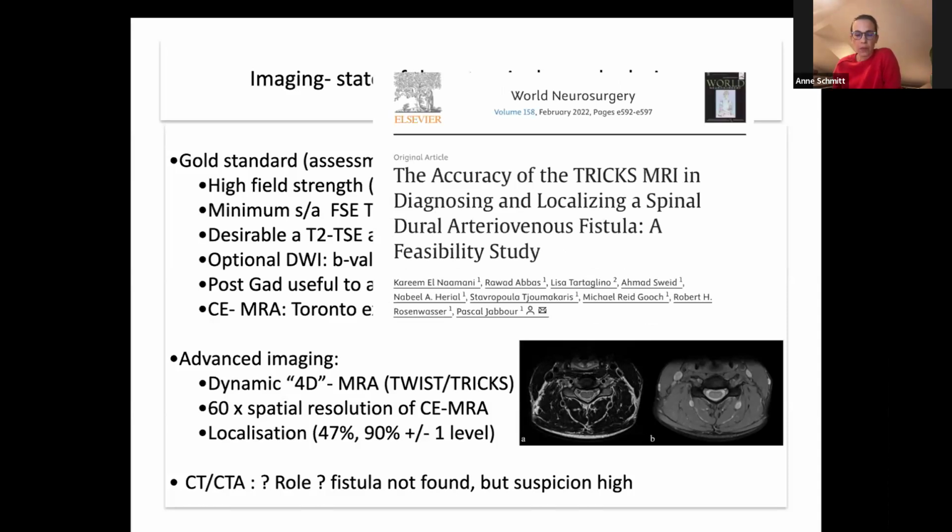CT-CTA doesn't have much of a role in fistula assessment. I think the gold standard, which we come to later, is still a DSA. It sometimes adds some information if maybe a spinal fistula hasn't been identified on a DSA and you just want another check, rather than doing a repeat DSA. If the suspicion is low, you might want to do a high volume contrast CTA just to check whether there's any small shunt evident.